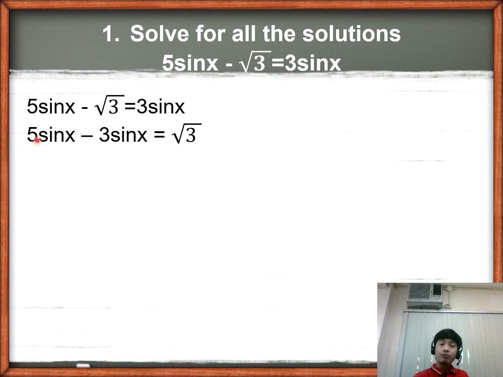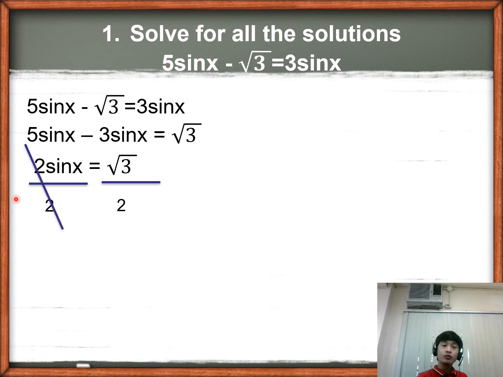Simplifying the left portion of this equation, we have 2 sin x equals square root of 3. But since we are looking for the value of x, for sin x, we need to remove this 2. We can do that by dividing both sides by 2. So, 2 sin x divided by 2 equals square root of 3 divided by 2. The 2 cancels. We have sin x is equal to square root of 3 over 2.